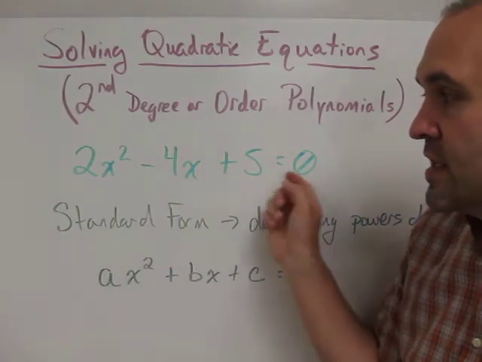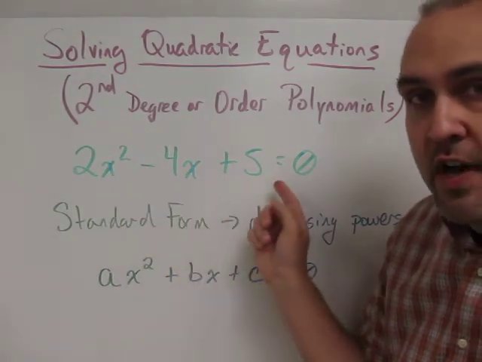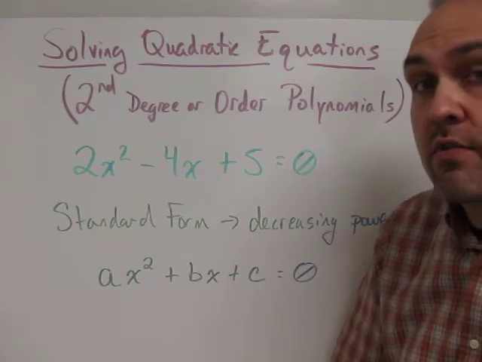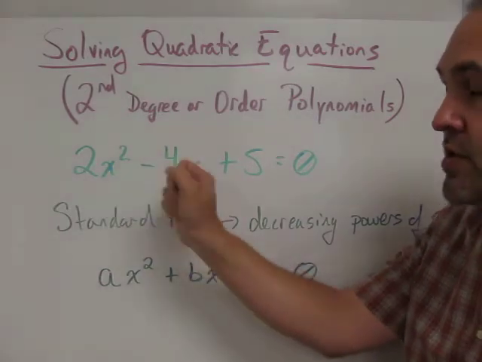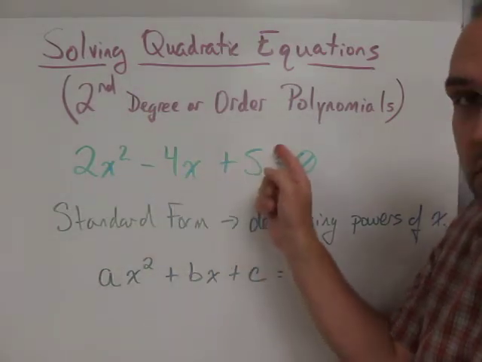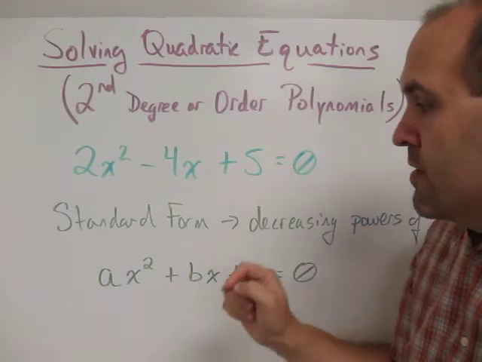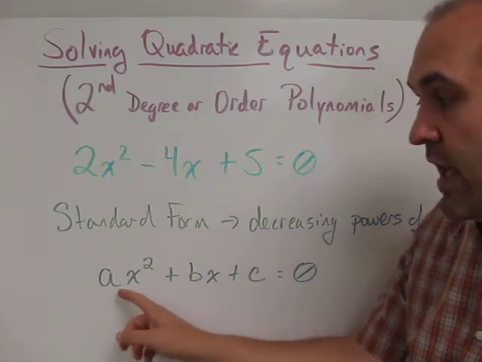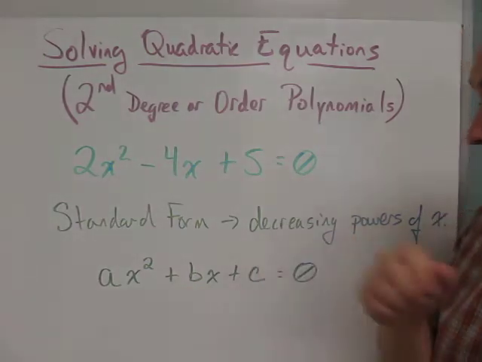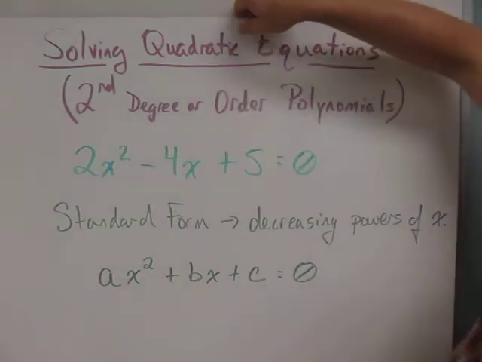So I wrote this example, 2x squared minus 4x plus 5 equals 0, in what we call standard form. And standard form is in order of decreasing powers of x. So you start with the highest power, which is 2, and then 1, and then 0, because x to the 0 is 1. And so in general, you would write a quadratic equation like this in standard form: ax squared plus bx plus c equals 0.